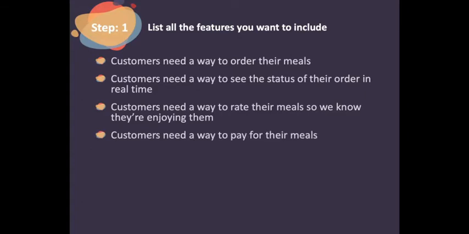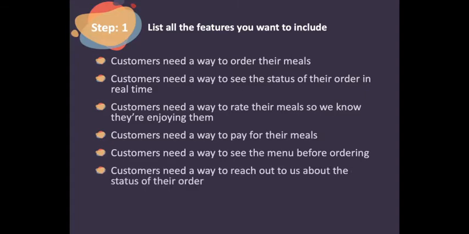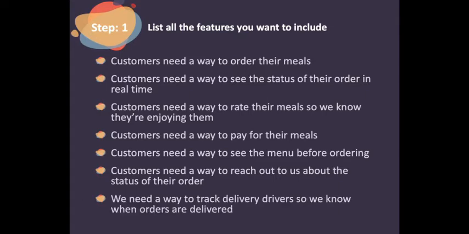We need for customers a way to pay for their meals. We need them to pay for the meals. Otherwise, who's going to pay for it? The food isn't free. Then they need to see the menu before they order. They have to have a way to pick something from the menu. Otherwise, how do they know what to order? The next thing is they need to be able to reach out to us about the status of their order. If something's going wrong, they need to be able to reach out to us. And they need a way to track delivery drivers so we know when orders are delivered, right?